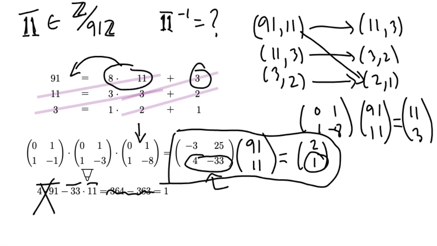There's your inverse. 11 bar times negative 33 bar. So negative 33 bar wins. That is the inverse of 11 when we're thinking mod 91.